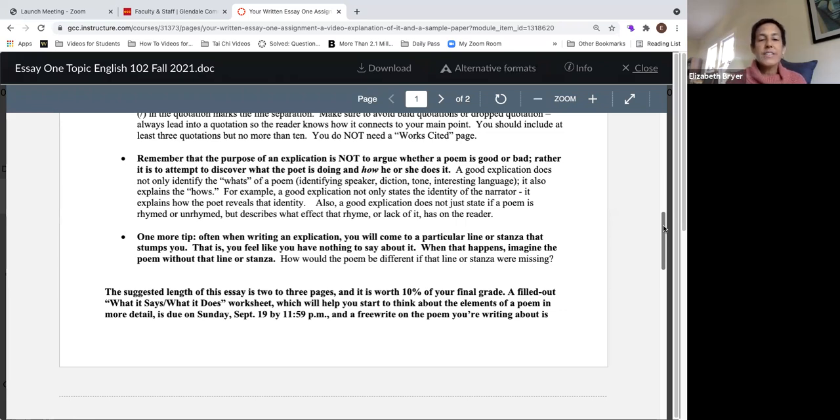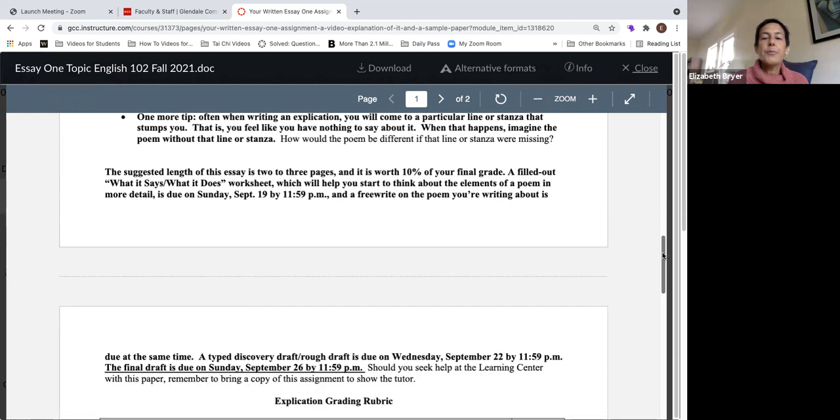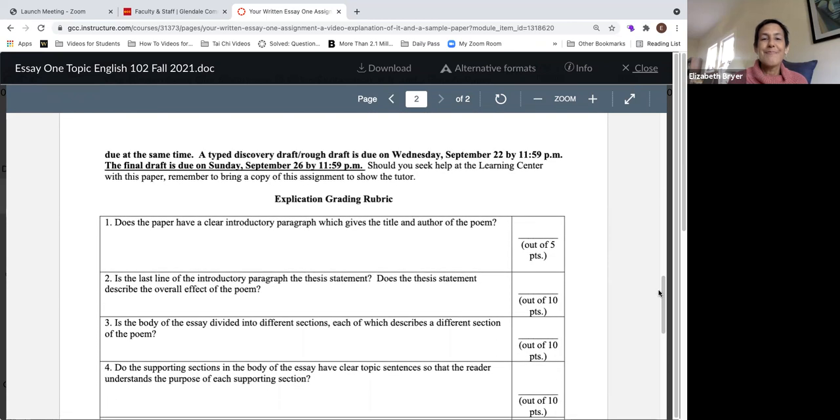The suggested length of this essay is 2 to 3 pages, and it's worth 10% of your final grade. A filled out "What It Says, What It Does" worksheet, which will help you to start to think about the elements of a poem in more detail, is due on Sunday, September 19th. And there's a separate video that explains how to fill out that worksheet. And a free write on the poem you're writing about is due at the same time. And there's a separate video and set of instructions for that. A typed discovery draft or rough draft is due on Wednesday, September 22nd. The final draft is due on Sunday, September 26th.